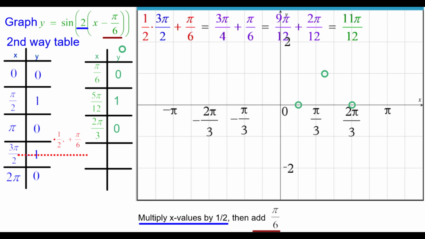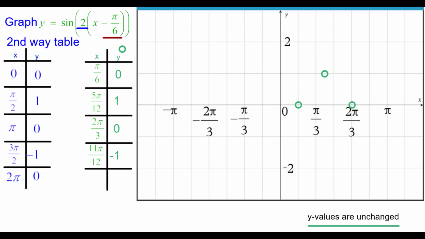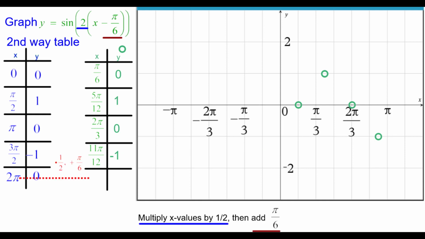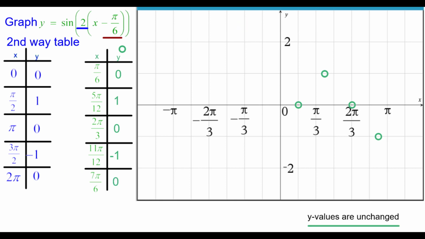Half of 3 pi over 2 is 3 pi over 4 plus pi over 6, common denominator of 12. 9/12 plus 2/12 is 11 pi over 12. Y value is unchanged, so 11 pi over 12 comma negative 1. And then finally, 2 pi times a half is pi plus pi over 6. So 6/6 plus 1/6 is 7/6 pi, comma 0.